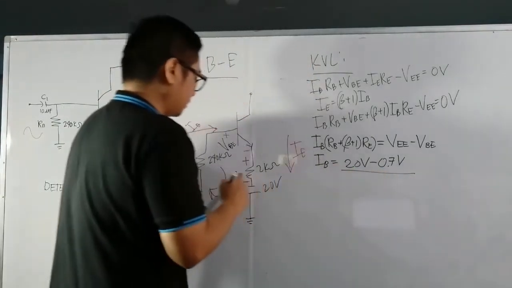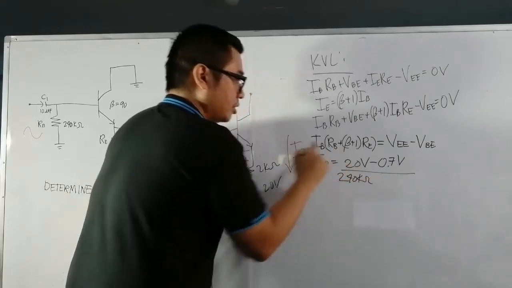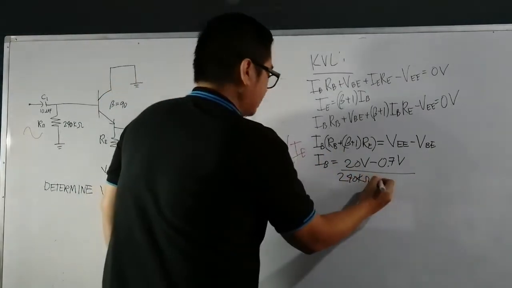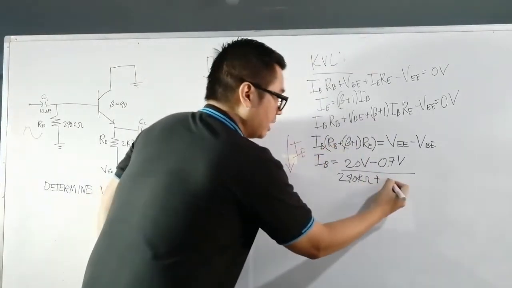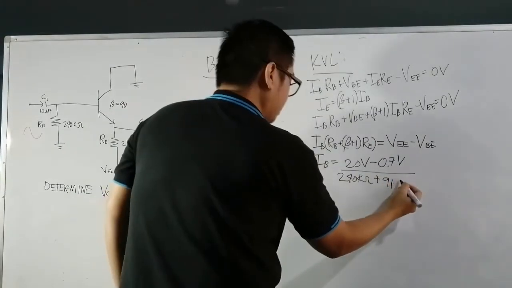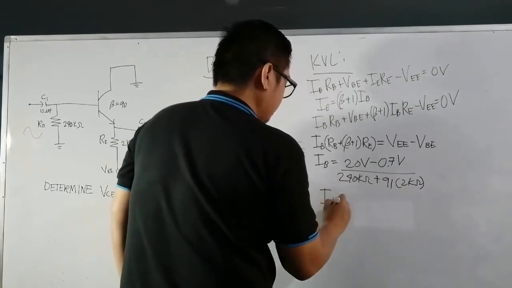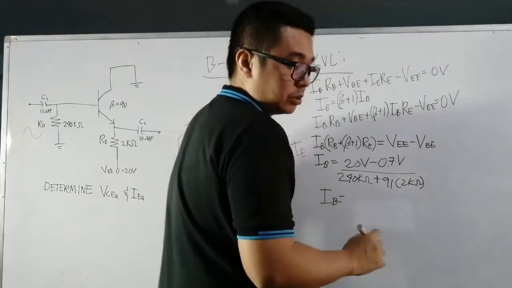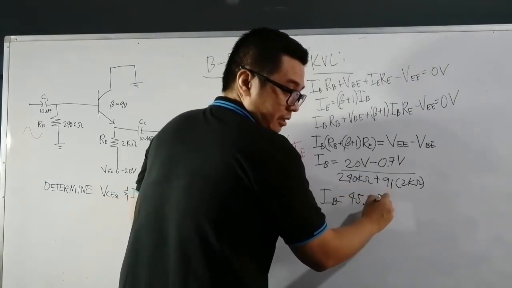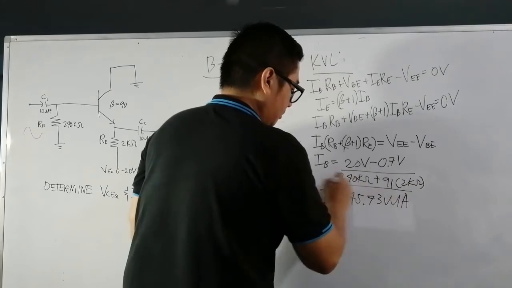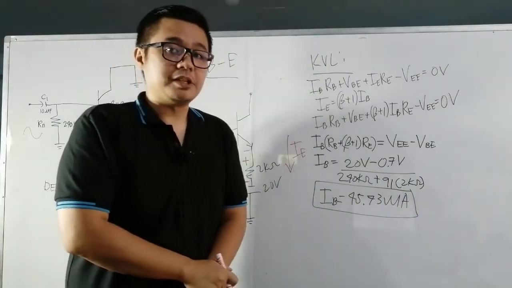Divided by, or all over, 240 kilo ohms, which is your R sub B, plus, ang given na beta is 90. So 90 plus 1, we have 91. And then we have RE of 2 kilo ohms. I sub B is equal to 45.73 microamperes. So that is the value for the base current.